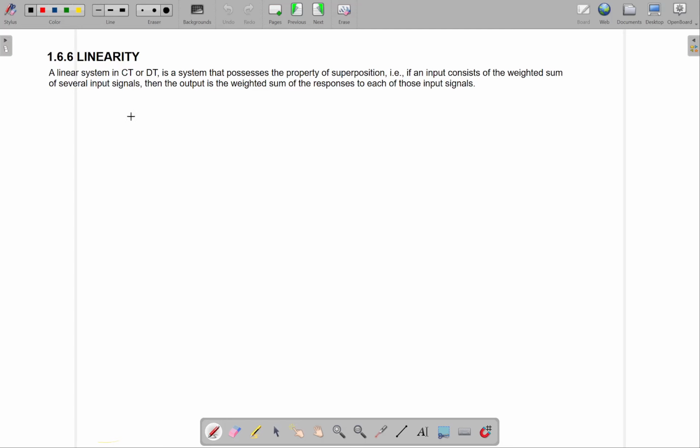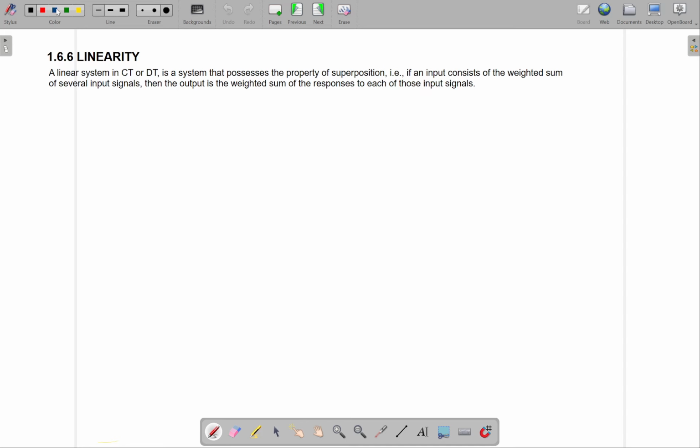Welcome back, guys. And now we are going to look at the last system property, which is called the linearity. So, a linear system in a continuous time or discrete time domain is a system that possesses the property of superposition. And what is this property? We are going to write the expression in a moment. So, in simple definition, if an input consists of a weighted sum of several input signals, then the output is the weighted sum of the responses to each of the input signals.